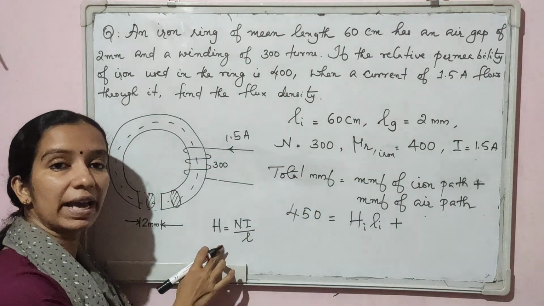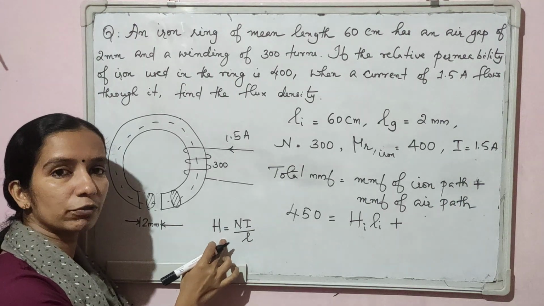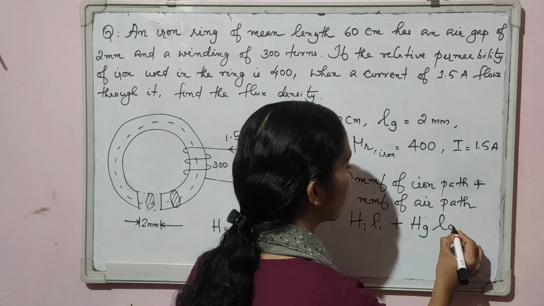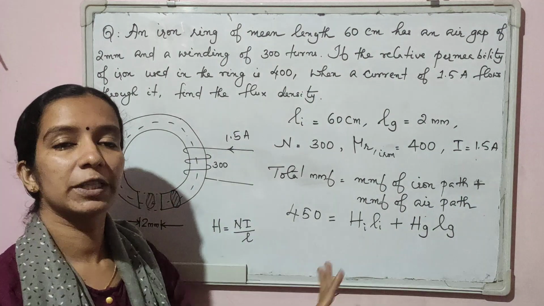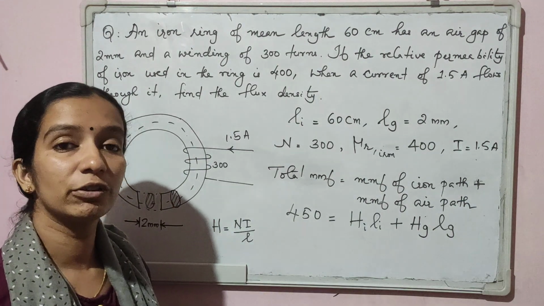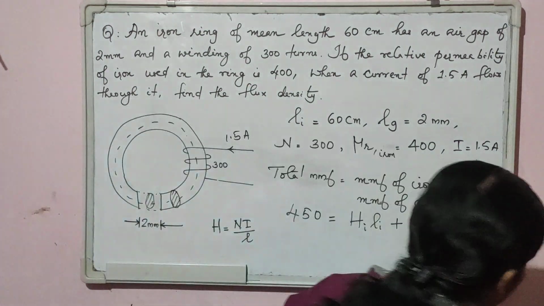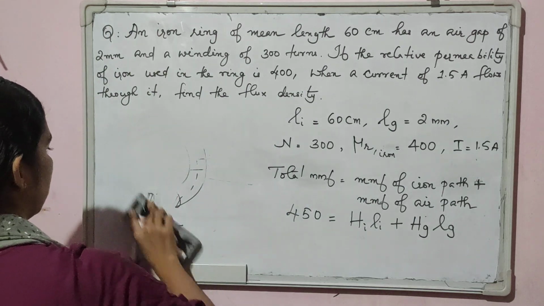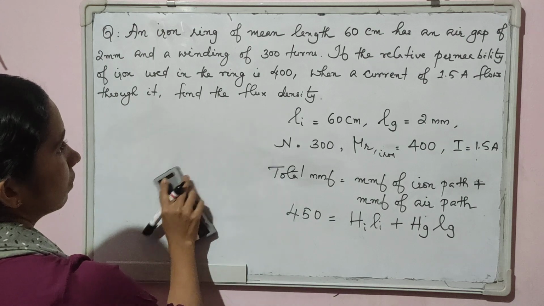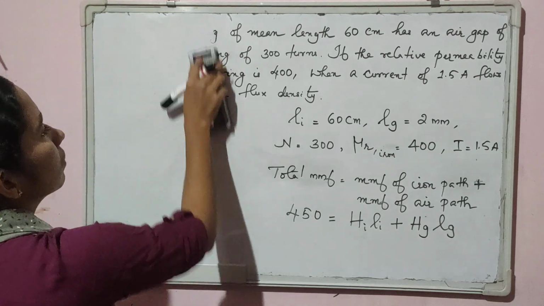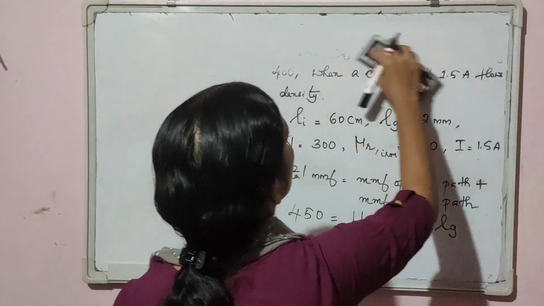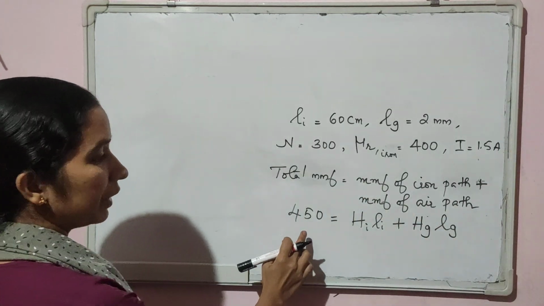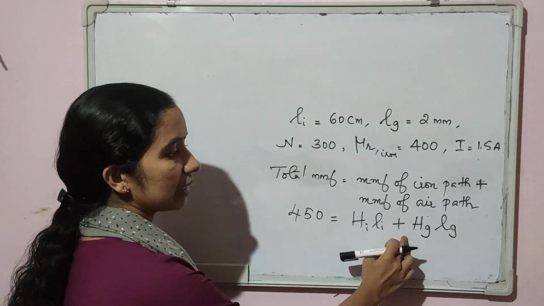Plus similarly mmf of air path can be written as magnetizing force of air material into length of air gap, that is Hg into Lg. Okay, now by solving this particular equation, we will be able to calculate the value of flux density B. So we got 450 is equal to Hi into Li plus Hg into Lg.